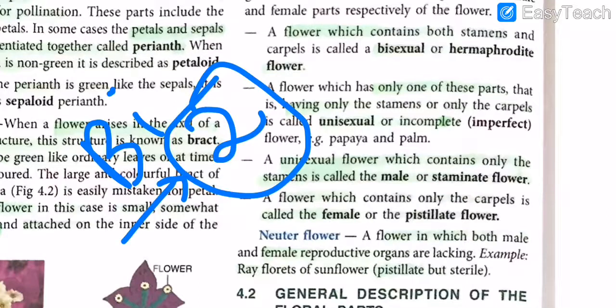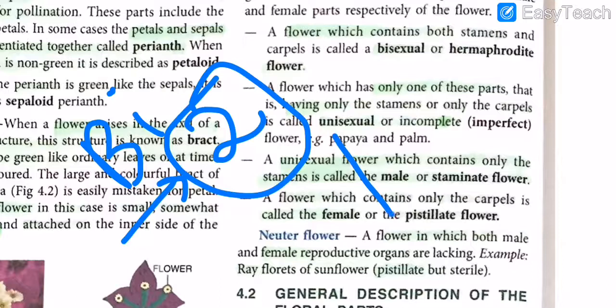Second point, a flower which has only one of these parts, that is having only stamens or only carpels, is called a unisexual or incomplete or imperfect flower. Papaya and palm are examples of such flowers. These kinds of flowers can only undergo cross-pollination, because they're not bisexual flowers. One of the parts is missing, either the male or the female gametes, depending on the flower. So of course they're called unisexual, only one.